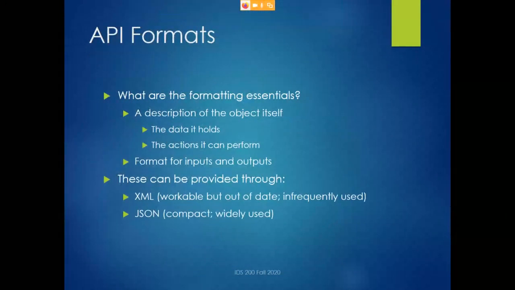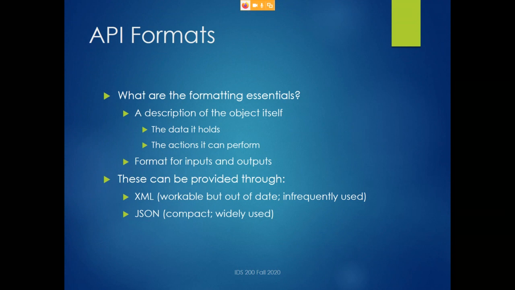So API formats, what are the essentials? Well, first of all, they're going to need the description of the object itself. So for an ad, it would be the data it holds, where to find it, and any actions it can perform, like if you click on it, what happens. If there's a video playing involved, you can pause it, you can resume playing, stuff like that. And then the formats for the inputs and outputs.